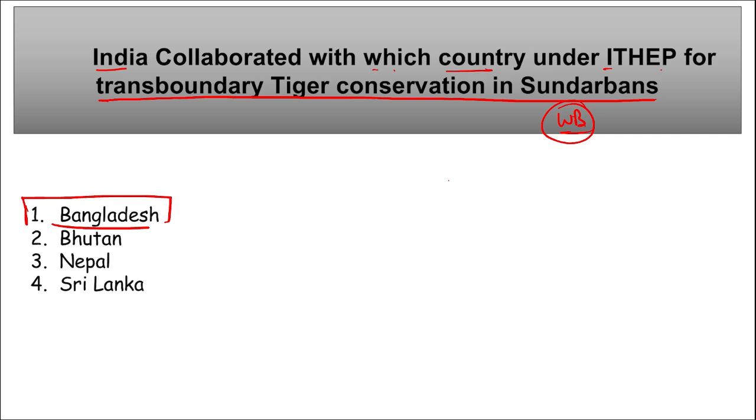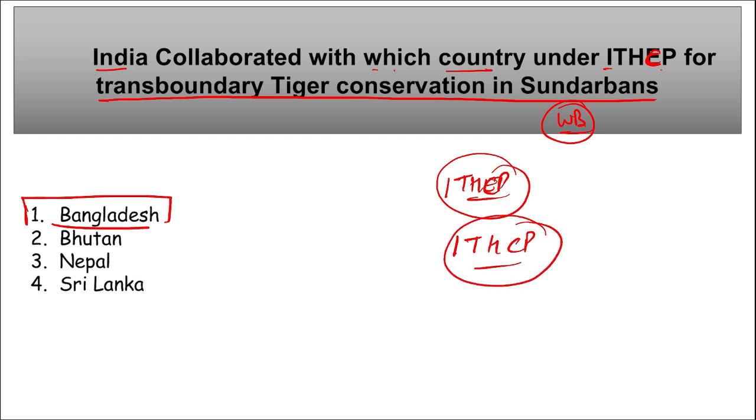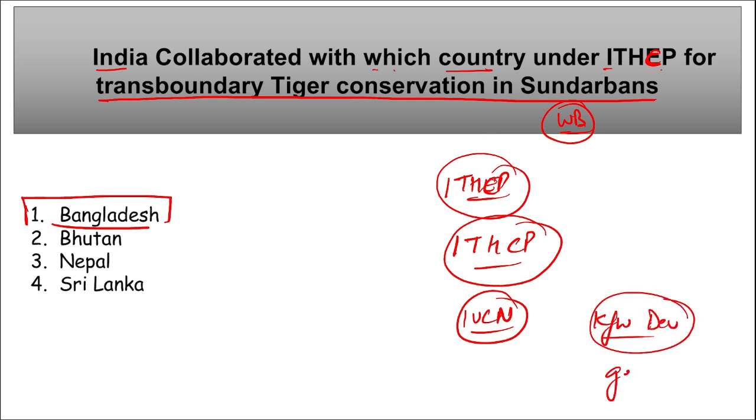Next, if we talk about this ITHCP, right? What is this ITHCP? This is the Integrated Tiger Habitat Conservation Program. I repeat, Integrated Tiger Habitat Conservation Program. Correct. And remember, India and Bangladesh collaborated here. So remember, ITHCP is supported by IUCN, that is International Union for Conservation of Nature, and KfW Development Bank. This KfW Development Bank is of Germany.